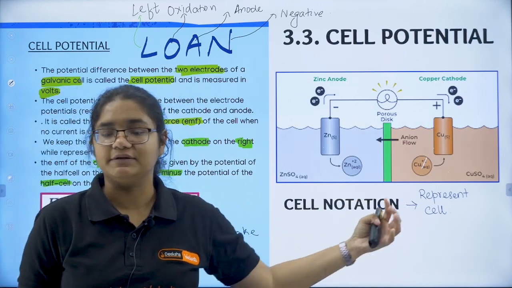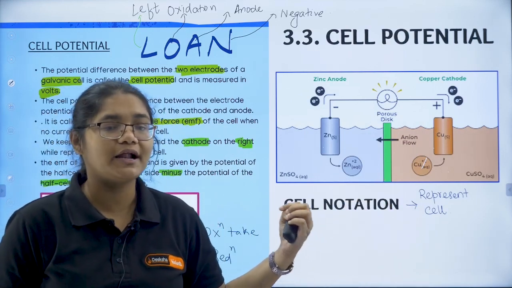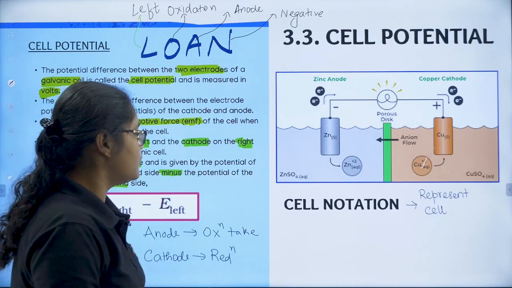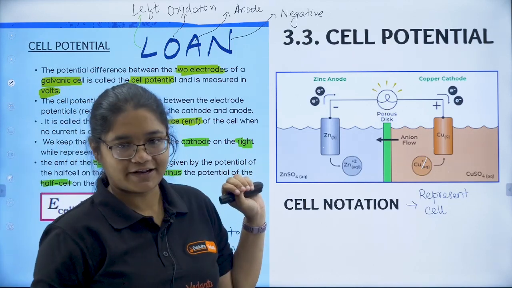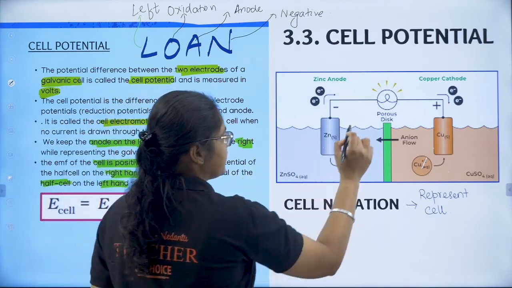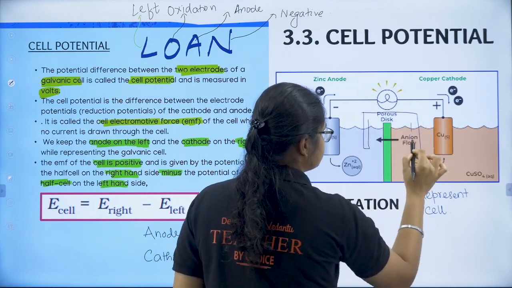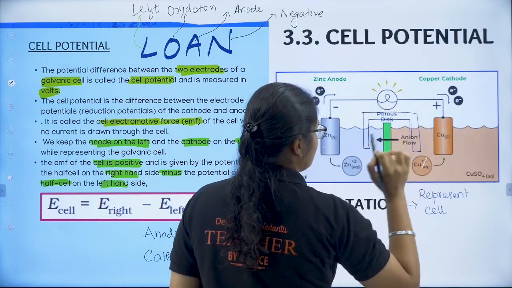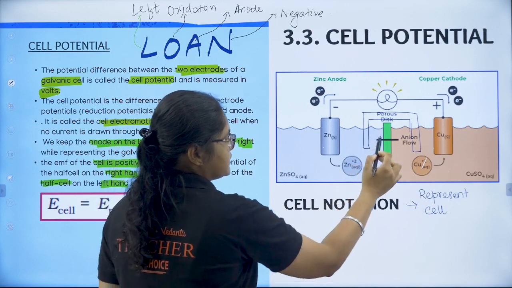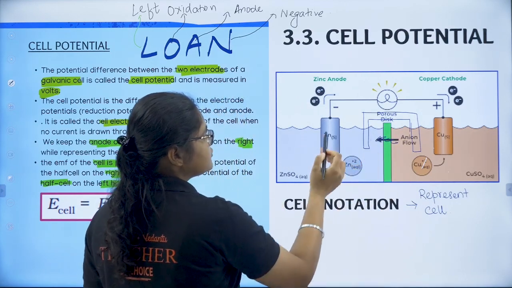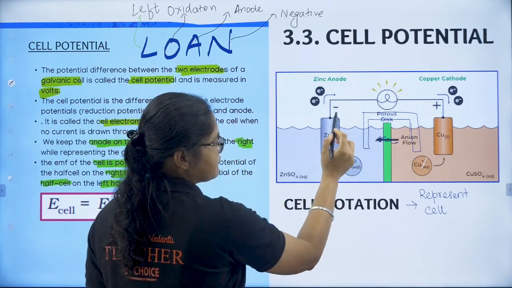It is a way to represent the cell. Then how do we do that? How do we represent that? So first of all, start from the left hand side. What is here? I will draw the salt bridge which is missing here. Okay, let me just add here. So this we don't have to consider. So, salt bridge. Now we start from the left.